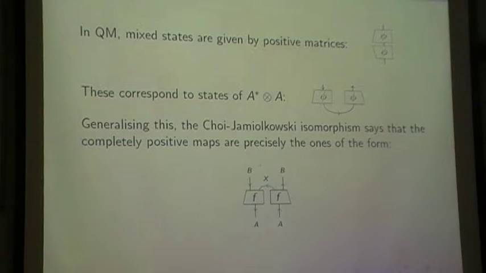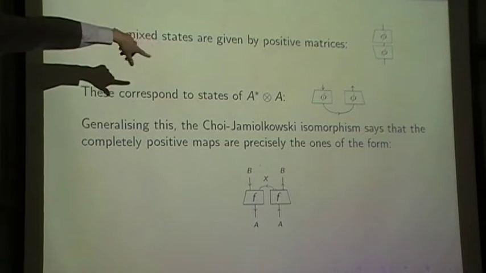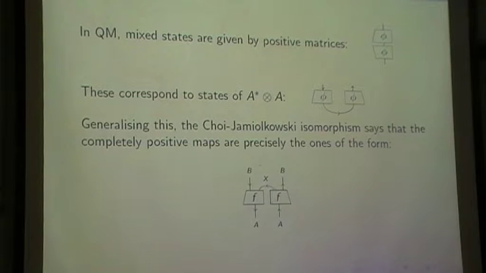And I'm thinking of morphisms going up the board. When we have a positive matrix like this, we bend one of the wires around to give you something like this. And so a mixed state is precisely the same as a state of A tensor A. And then you can talk about completely positive morphisms, and the Choi-Jamiołkowski isomorphism says that they're precisely the ones of this form.